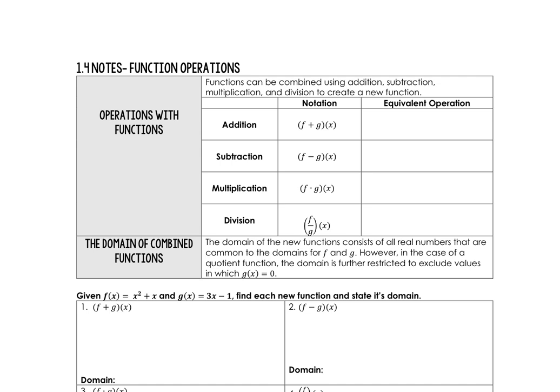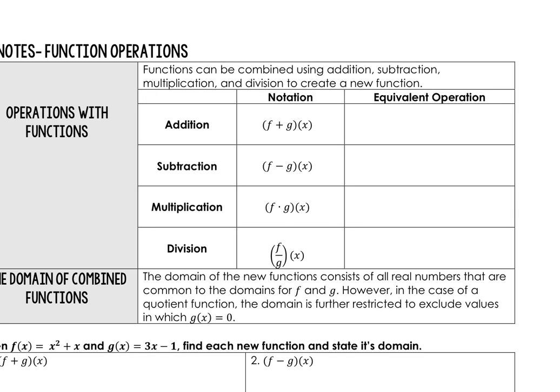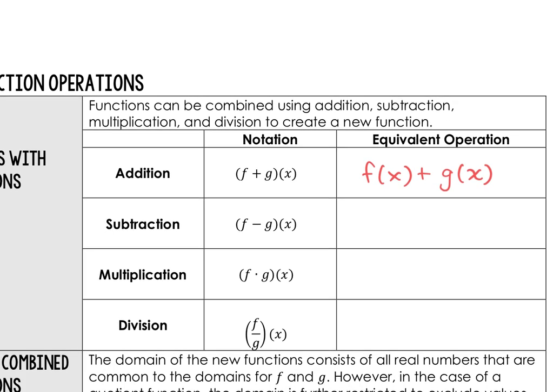When we're looking at operations with functions, we're just talking about adding, subtracting, multiplying, and dividing. Essentially, all we're doing is adding, subtracting, multiplying, and dividing polynomials. The notation for addition is f plus g of x, but all this means is I'm going to take my function f of x and add it to g of x. Add the two functions, meaning we're just going to combine them.